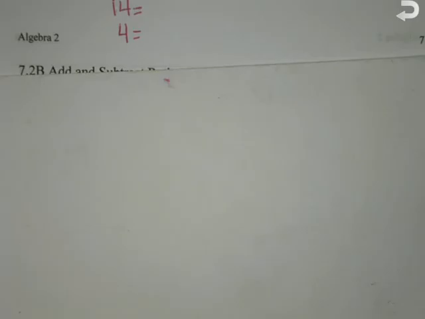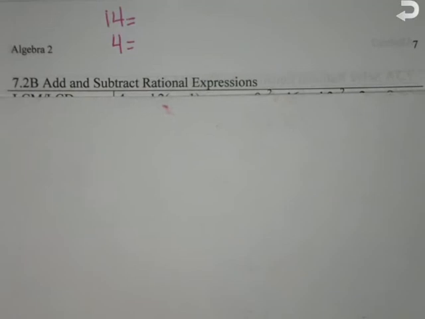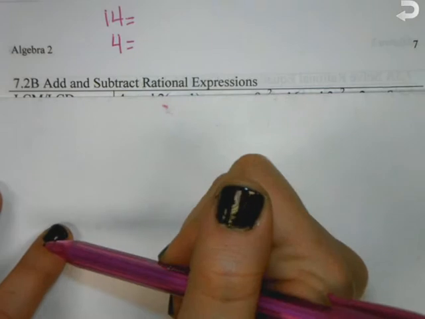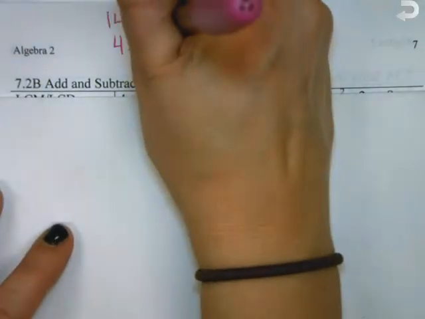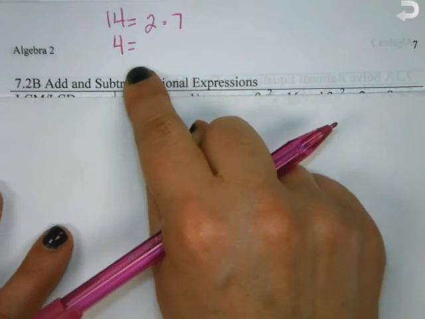Now you might be able to do this in your head, but I want us to do it all written out so that you see how it's done with numbers, and then we're going to apply the same ideas to expressions and variables. So what we want to do here is break down 14 and 4 as much as we can. So how would 14 break down? 2 and 7. So 14 is the same as 2 times 7, right? How does 4 break down? 2 and 2.